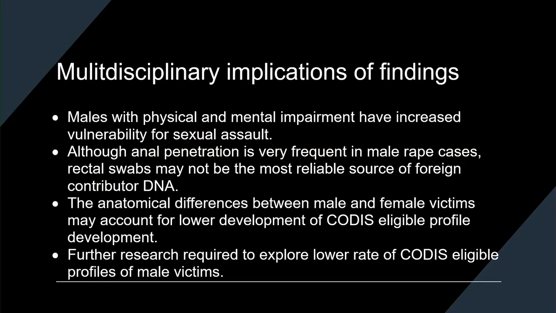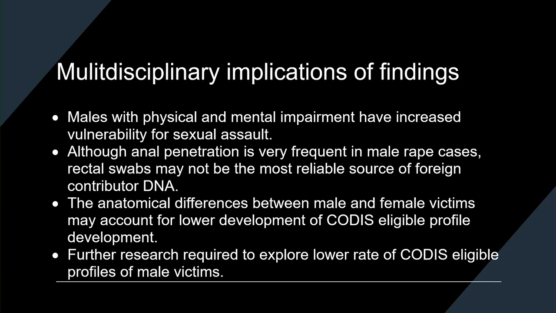So, implications of findings. One that is not up there is we may want to really encourage male victims to have those exams really early on with that decreased time frame that we are seeing. Only up to 57 hours is our farthest that we have gone out. Males with physical and mental impairment have much heightened vulnerability for sexual assault. Again, the anal penetration is more frequent, but we have to make sure that we are collecting those swabs from the penis and scrotum. We found the highest yield there.